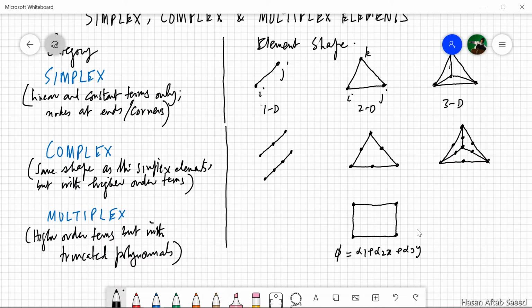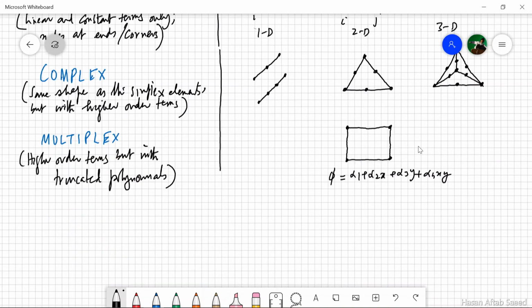Now, it is not linear. There is a quadratic term, but the polynomial has been truncated. We have not included the x square and the y square term. Why? Because if we include that, we get 6 coefficients, but there are only 4 nodes at the corner. And if we add nodes in between, then we get 8. So there's a mismatch in either direction. So what we do is truncate the polynomial and make the number of coefficients equal to the number of available nodes.